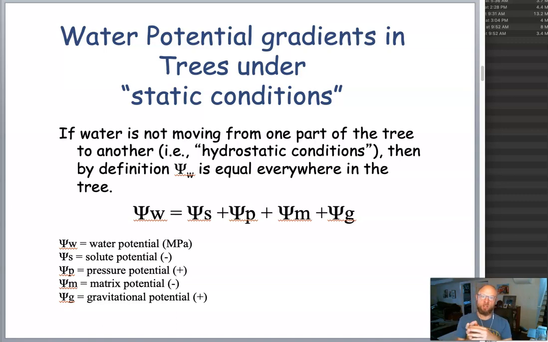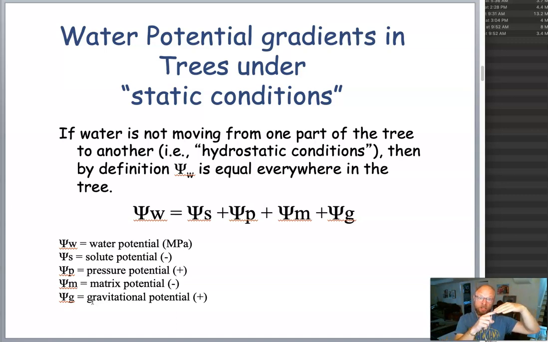So it reduces the potential energy of water because it's held there by those physical forces. And then the last water potential is the gravitational potential. This is due to just gravity and where the water is in a tree. The higher it is, the more potential energy it has, because if it were to fall, it would have a lot of energy as it falls back or is pulled back to Earth's surface due to gravity. All right, so that's a positive force.